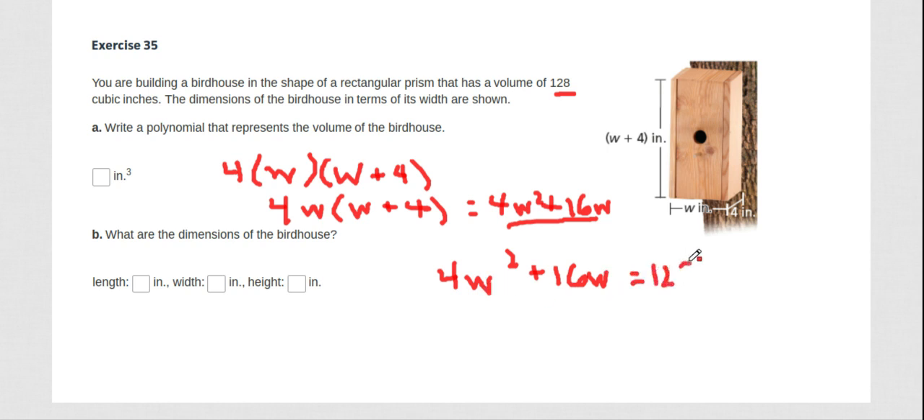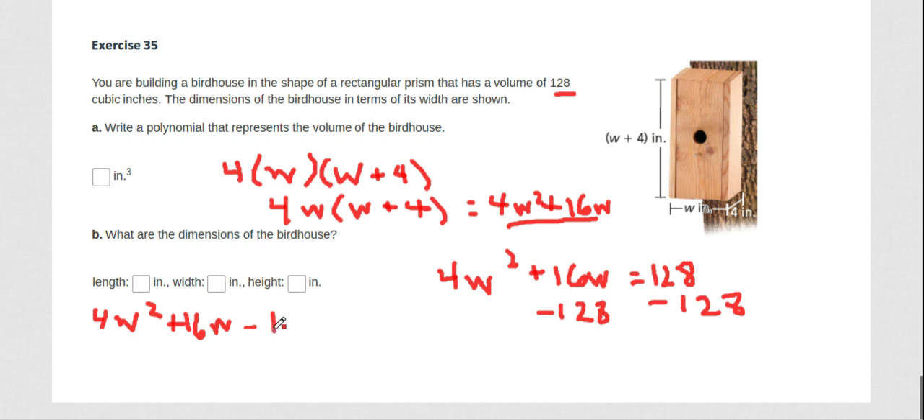And then we could use this polynomial equation to solve for W. You first have to get everything to one side, so you could subtract 128 from each side of the polynomial equation. And then on the left side, the negative 128 is an unlike term with all of this, so I'm going to write it over here because I have more room. It's 4W squared plus 16W minus 128 is equal to 0.